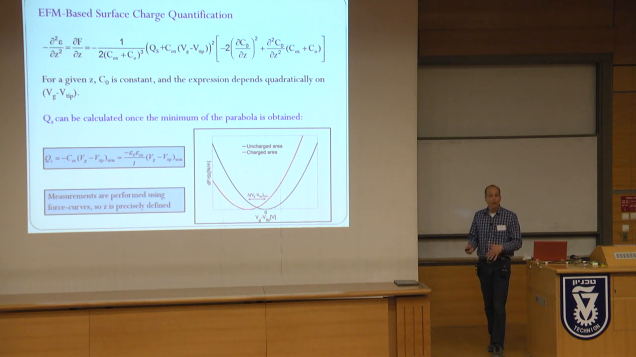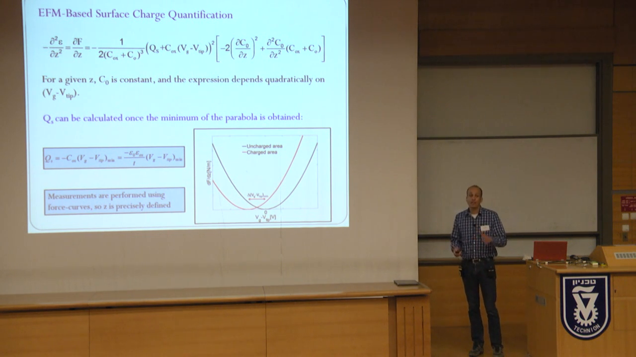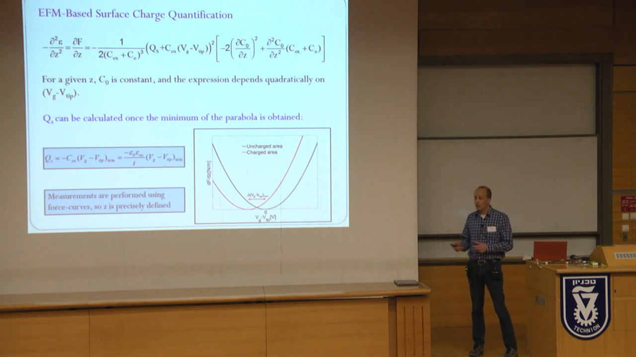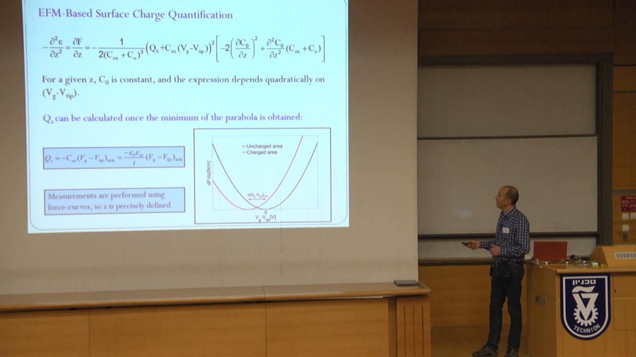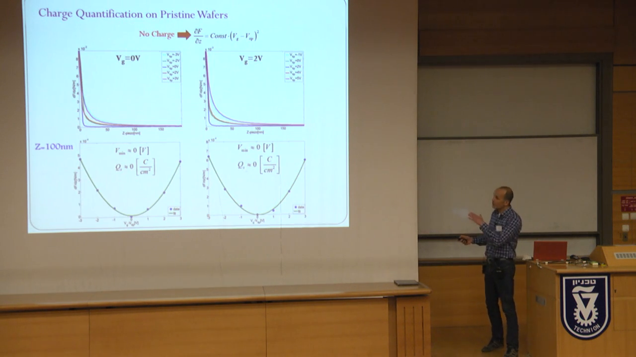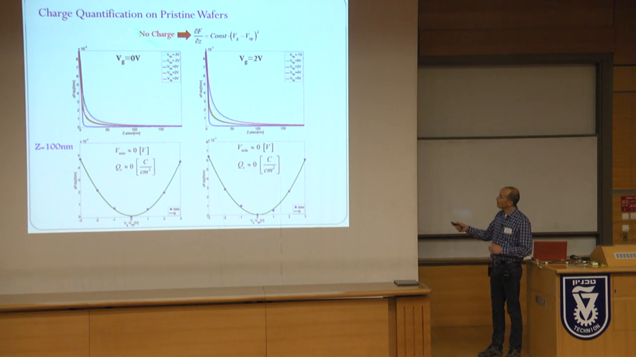So this is the idea, which is very similar to what people do in Kelvin probe microscopy, when they try to study the potential surface or the work function. Here I give you a few examples. We take a pristine wafer just from the box, no charge, and we do a force curve measurement. This is the distance from the surface, and this is df over dz. This is really raw data.